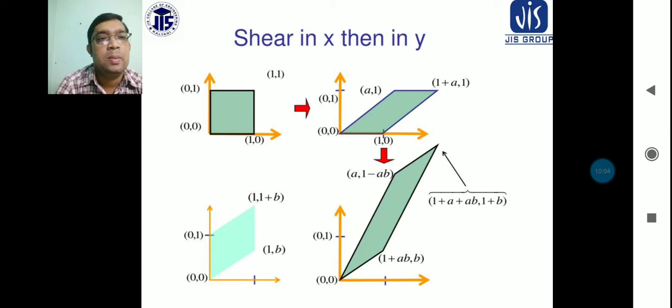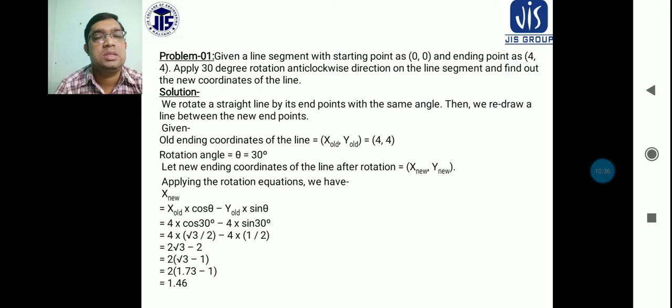You can see in the uppermost portion, in the right bottom corner figure, 1 0 becomes 1 minus ab, and for the top corner it is 1 plus a plus ab, like 1 plus b. This is shearing in x and y in these conditions.